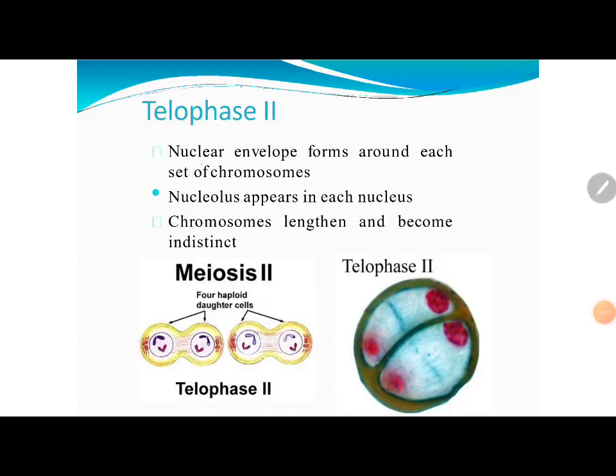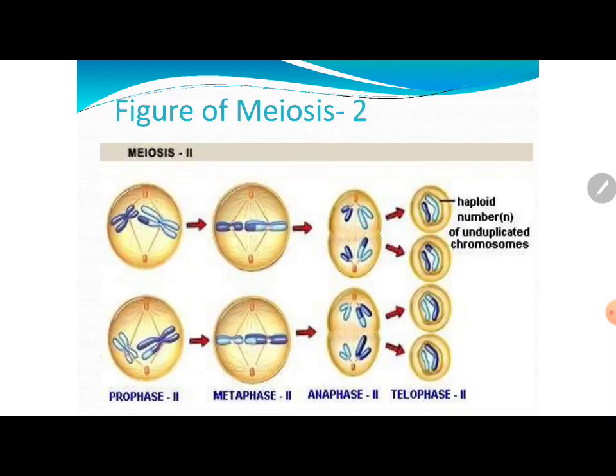In telophase 2, the nuclear envelope forms around each set of chromosomes. The nucleolus appears, chromosomes lengthen and become indistinct. So this is meiosis 2. You have the prophase, you have the metaphase, you have the splitting up, and the haploid number of chromosomes. In this haploid number of chromosomes, you can see one pair without any exchange of chromosomes, whereas two pairs you will have without exchange and two with exchange.